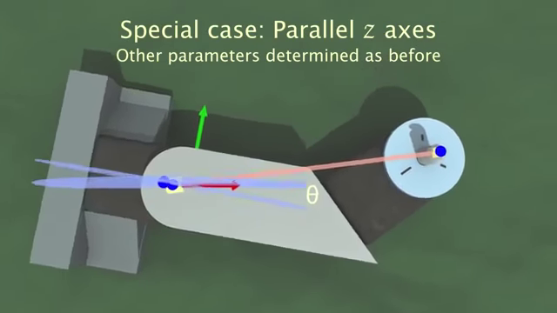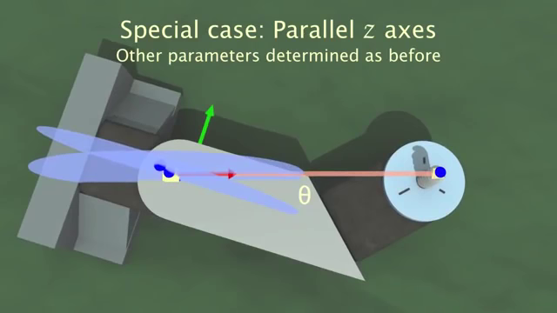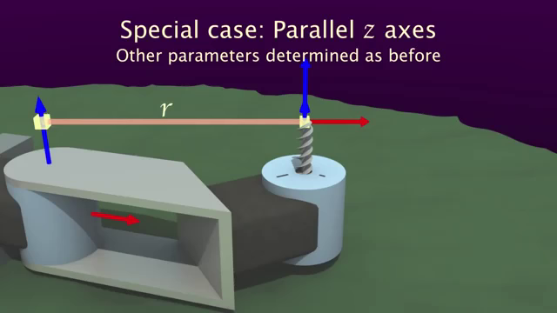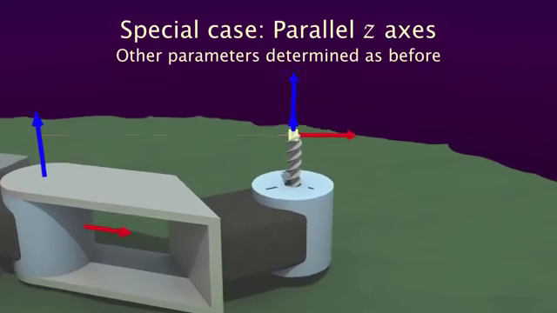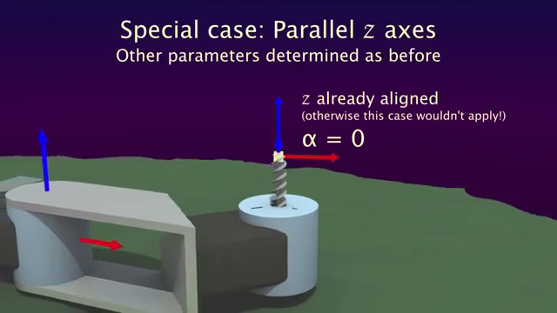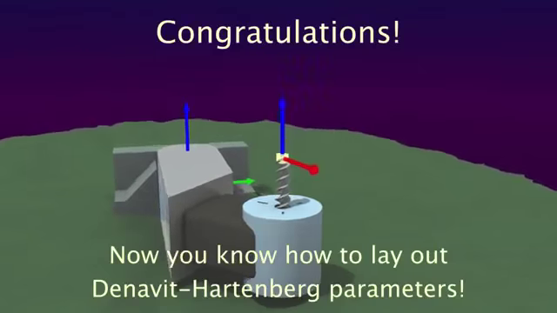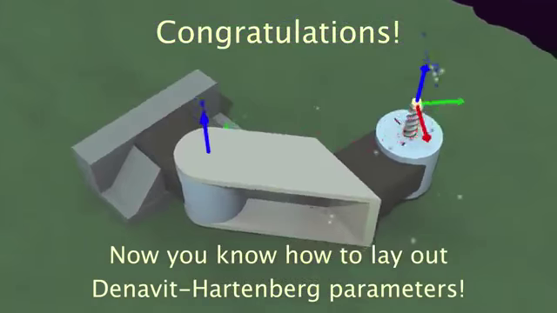Theta rotates about z to align the x-axis with the normal, and r translates out along the normal to reach the new origin. Alpha is already known to be 0 in this case, since the z-axes must be parallel for this to apply, thus no rotation is needed. Congratulations, that's all there is to it.